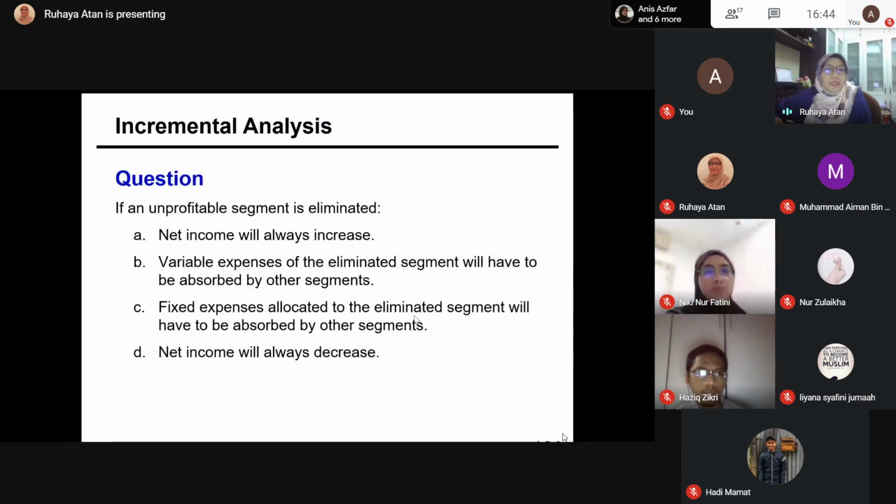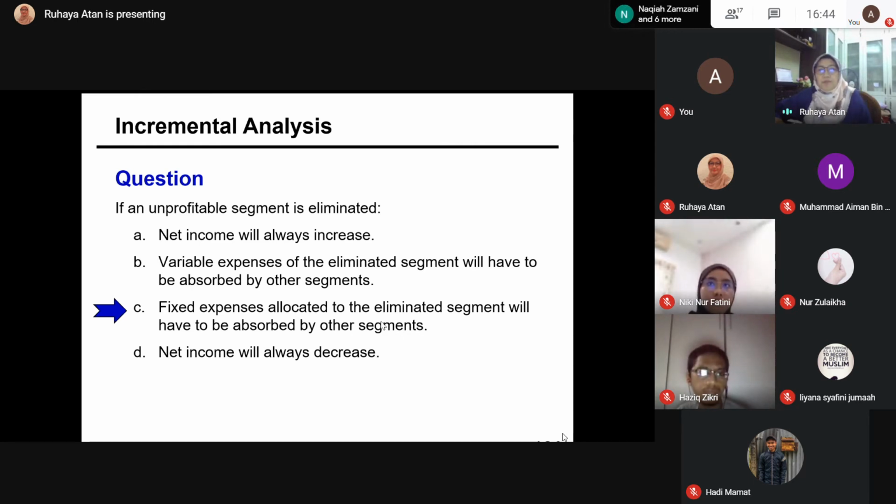So if an unprofitable segment is eliminated, you make sure that fixed expenses allocated to the eliminated segment will have to be absorbed by other segments.